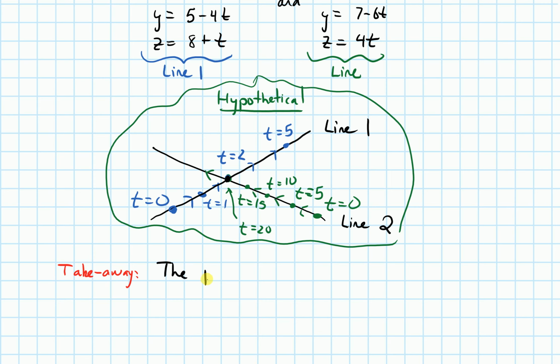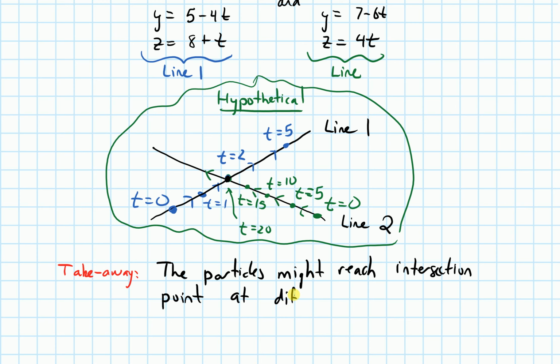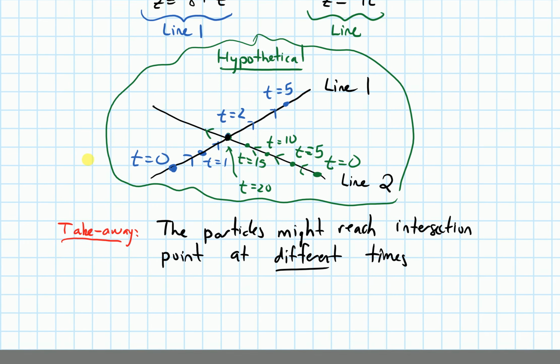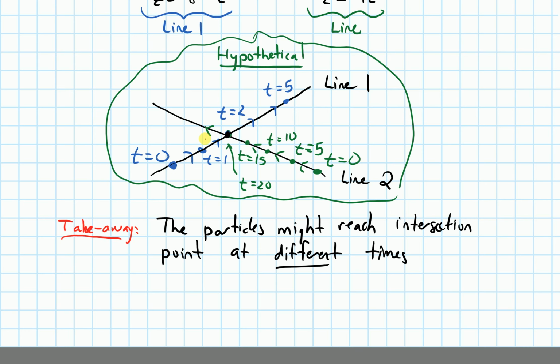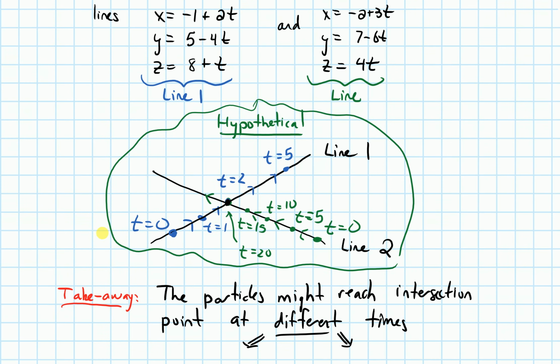So the particles might reach the intersection point at different times. And that's a problem. That's a problem that we're going to have to work around. Okay, so because they might arrive at that intersection point at different times, what we can do is assign different variables for t in their equations.